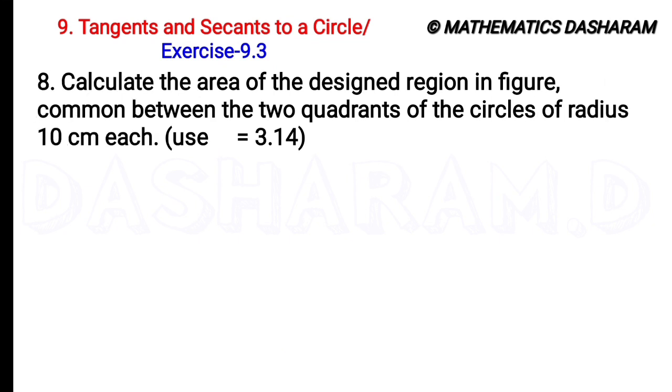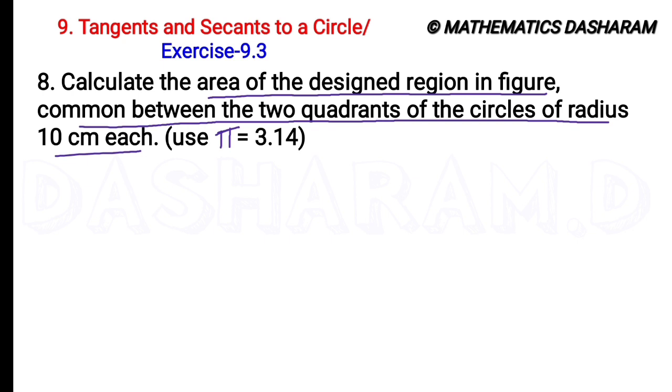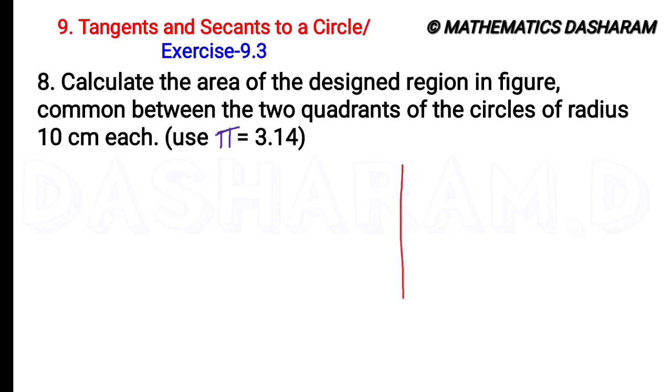Next, 8th question. Calculate the area of the designed region in the figure common between the two quadrants of circles of radius 10 centimeter each. Use pi value 3.14. So here first quadrant, here is a first quadrant. Okay. Next one more quadrant.